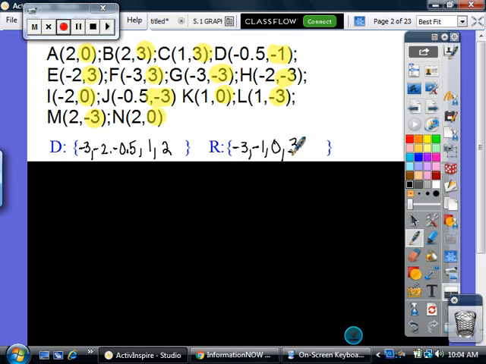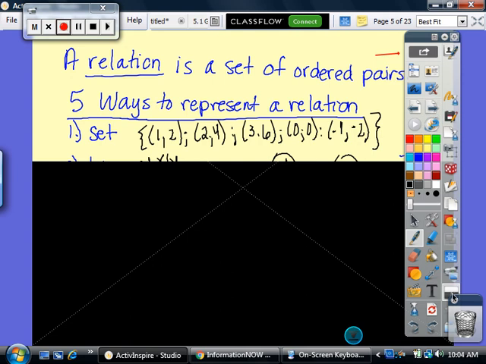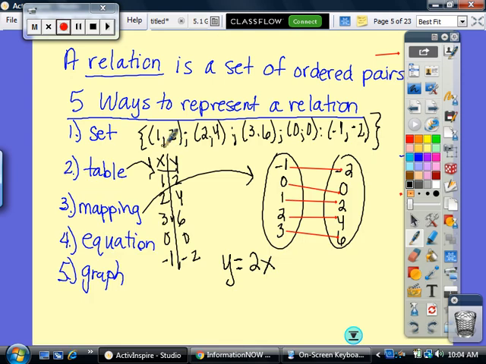So I have domain and range. Now from a set, a table, or a mapping, if you'll think about it, if I'm looking at a table, where would I find the domain? Right down through there. Where would I find the range? Right down through there. That'd be easy, wouldn't it? Look at a mapping. Where would I find the domain? Right there. Where would I find the range? Right there. So those would be real easy.